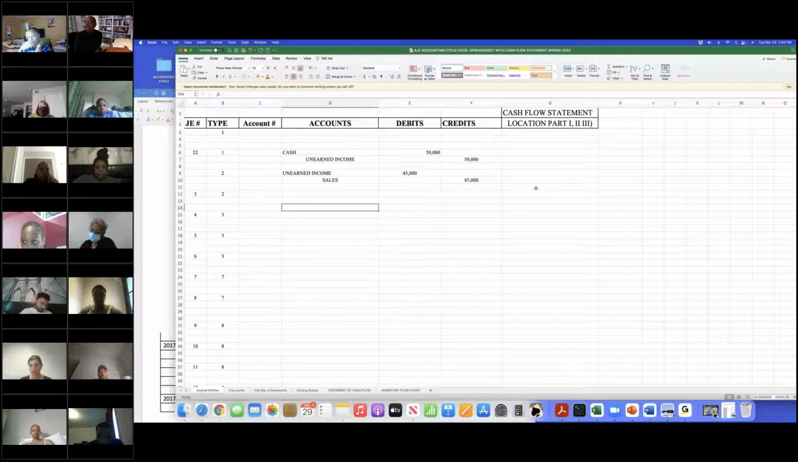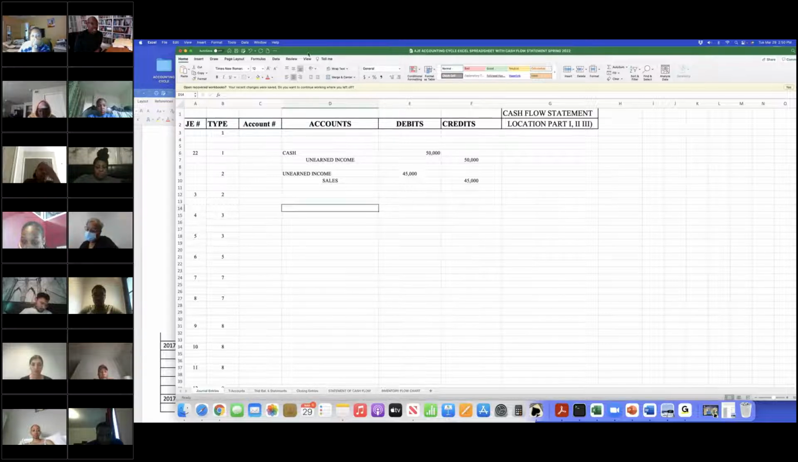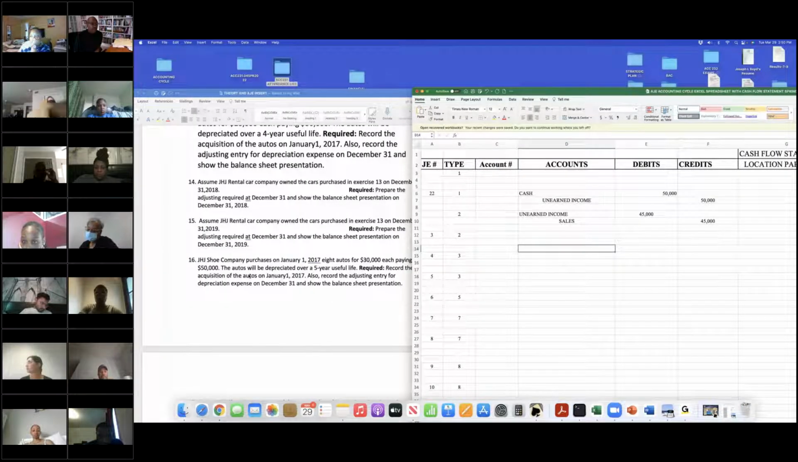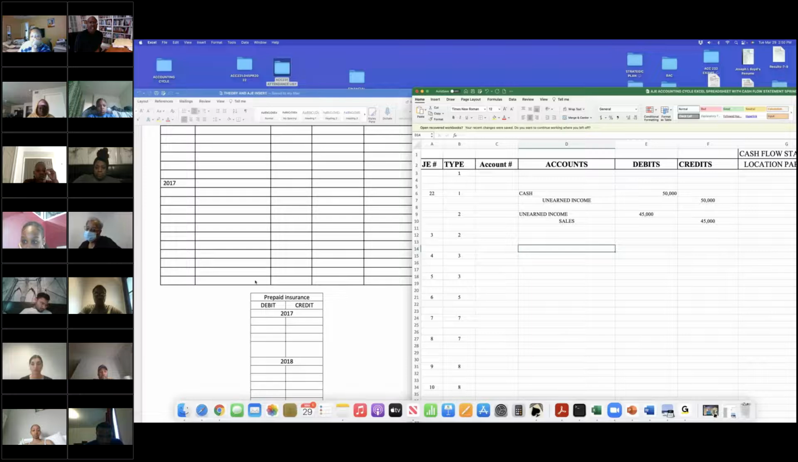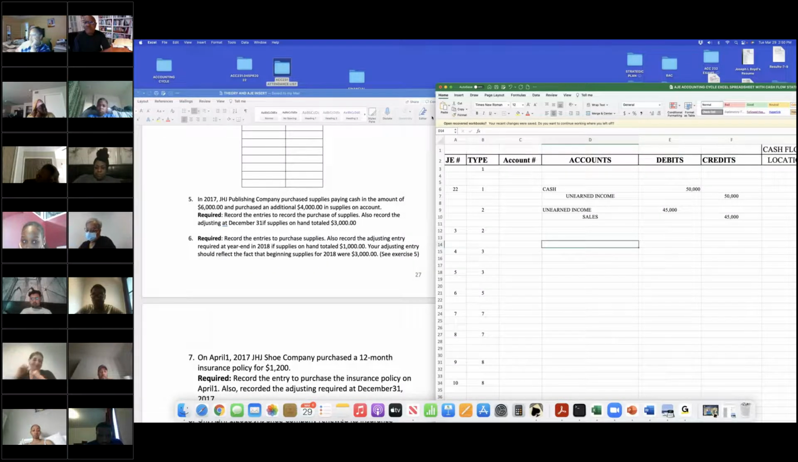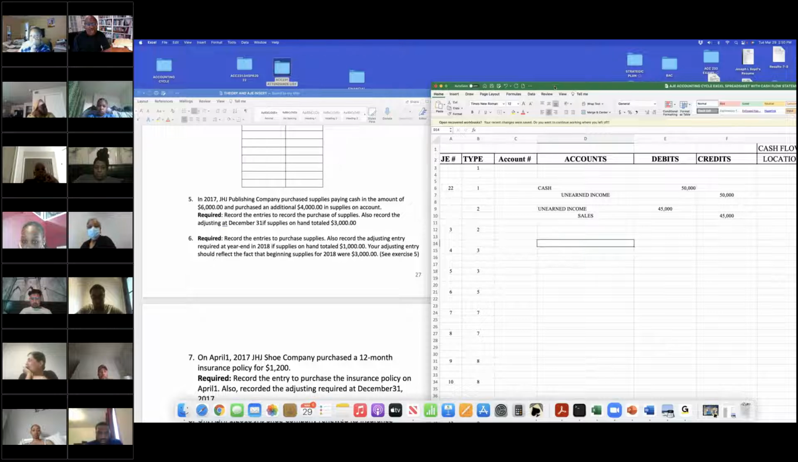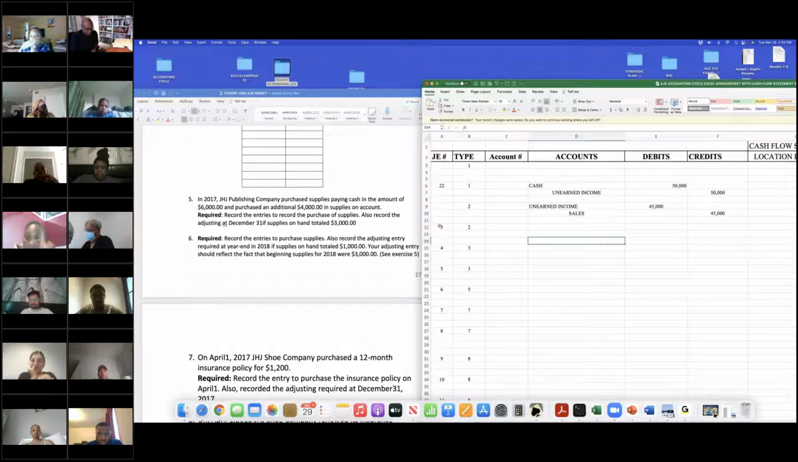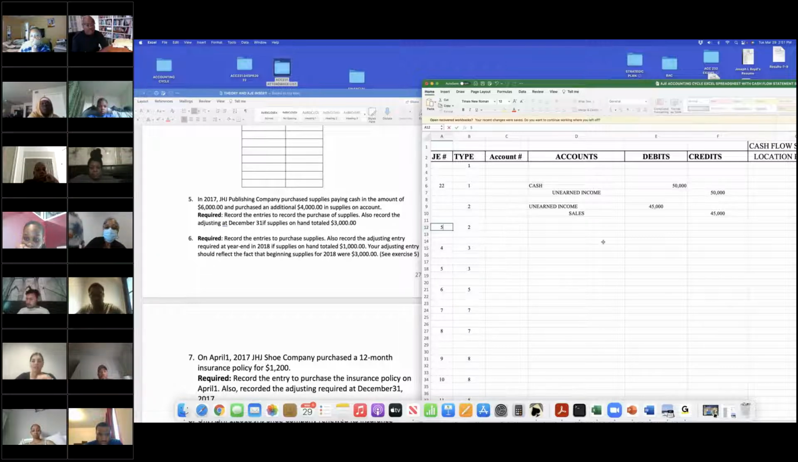Let's move next to supplies. We said that when we buy supplies, it's an asset. So we want to go here to 5 and 6. Who has number 5? I do. Okay, so I'm going to change this number to 5 here because we own AJE 5. And so we're purchasing supplies, correct? Yes.